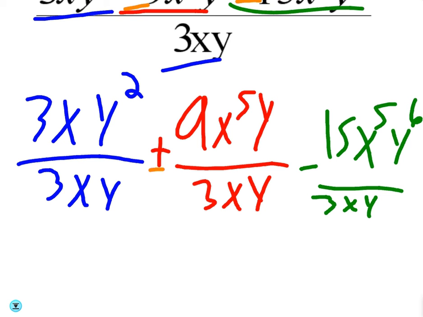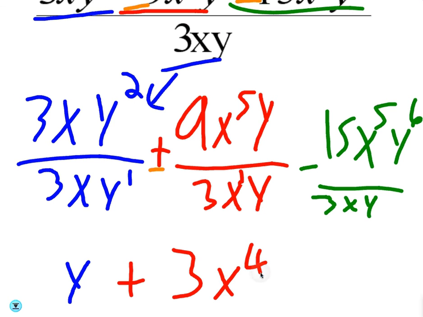Okay, so we got 3xy squared over y. The 3's are going to cancel, the x's are going to cancel, and like we've been talking about, y squared over y to the first, the bigger power is on top. This is going to be y for that one. Okay, 9 over 3 is 3. X to the fifth, putting that missing exponent of 1 over x to the first is x to the fourth, and then the y's cancel.